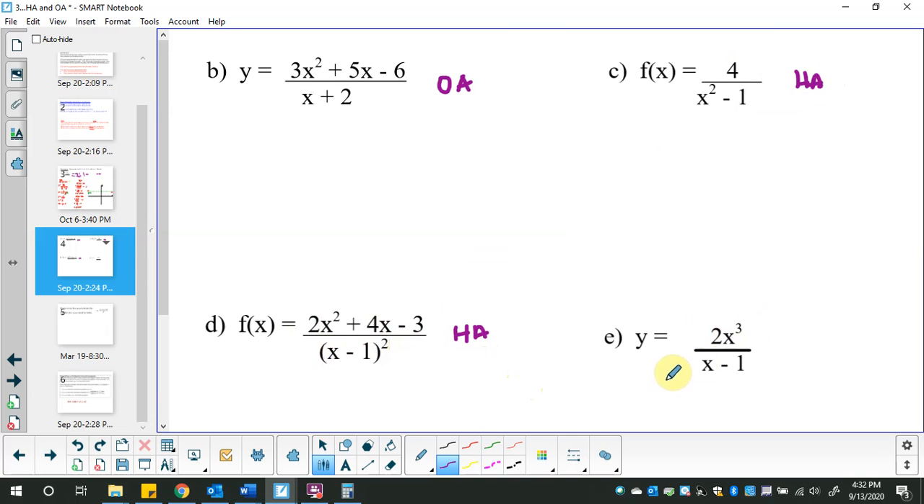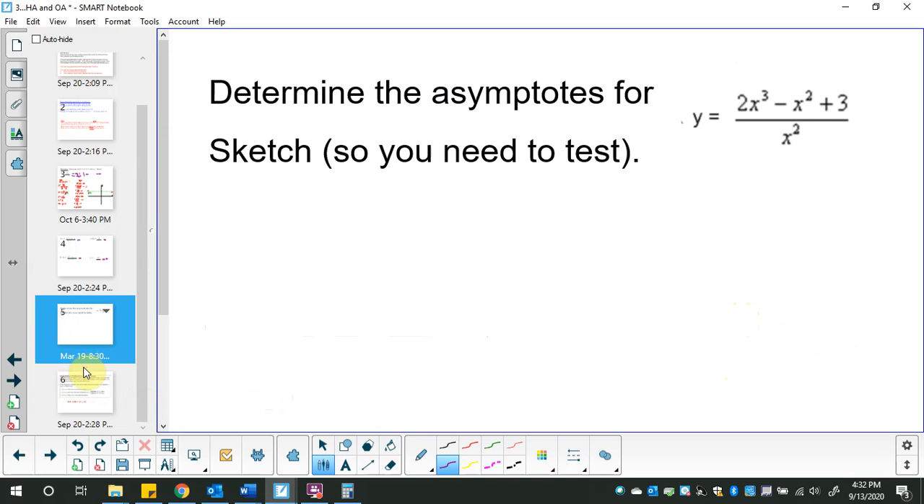3 on the top, 1 on the bottom. That makes an oblique asymptote, but it certainly doesn't make a linear oblique asymptote. It makes something else. In fact, because this is 3 and this is 1, the difference between them is 2. So you'd have a parabola asymptote. And we'll have one more question in a few minutes.